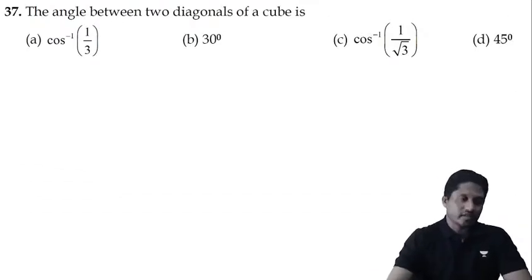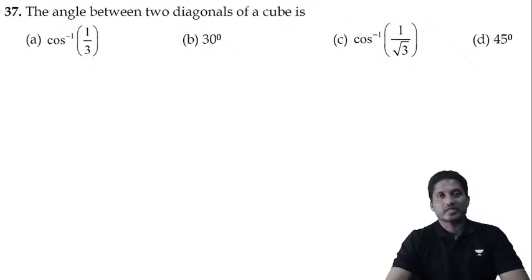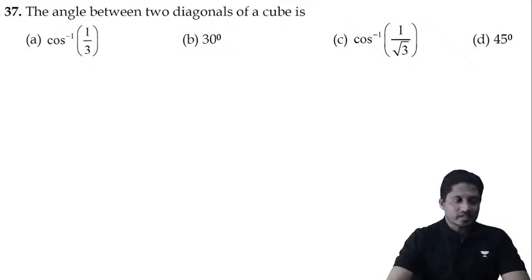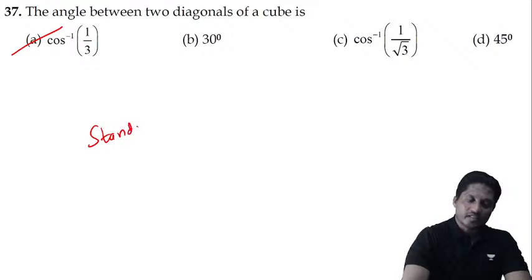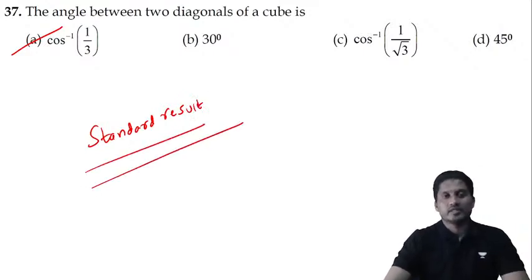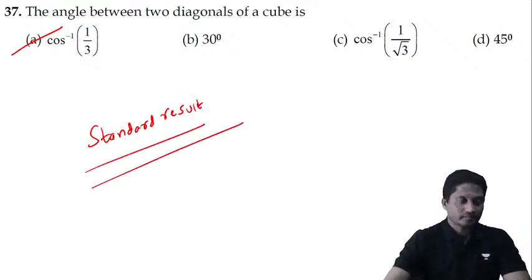Angle between any two diagonals of a cube. It's a standard CBSE result. It's a standard NCERT question, standard result. The angle between any two diagonals of a cube is cos inverse of 1 by 3. We can prove it, but it's a standard result, so remember it as it is. The angle between any two diagonals of a cube is cos inverse of 1 by 3. Answer is option A.